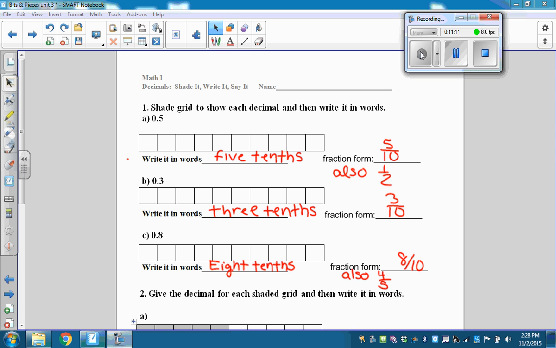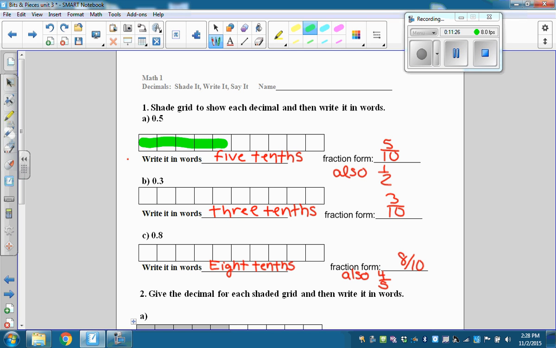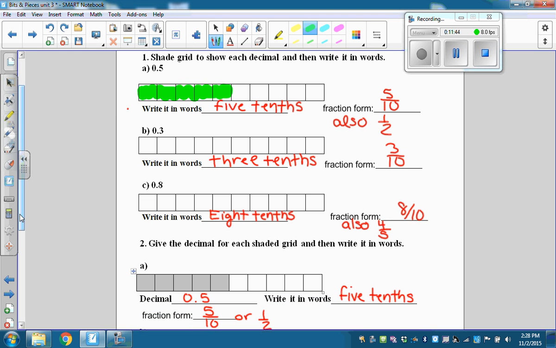I did the words, and I did the fraction, and I did the shading. So, Paul, how much should I shade in for number 1? You just shade in 5. 5 squares, right? Okay, just like that. Lori, what about number 2? Number 2 as a fraction would be 3 tenths. Okay, and how much did you shade in? 3 squares. 3 squares, right?